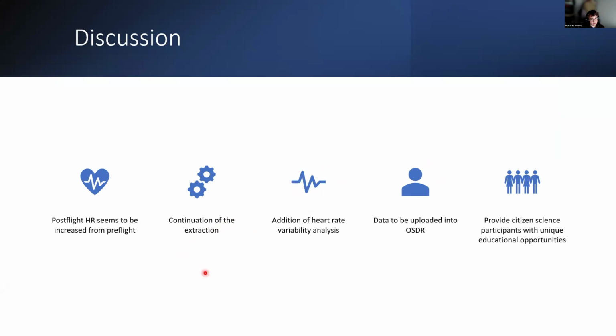So after seeing these results, you might be asking what the next steps are. Well, first is to continue this extraction and complete the rest of the data, obviously. But we also want to add in the heart rate variability analysis, which I'll talk a little bit more about on the next slide. At the end of all this, we do plan on uploading our data and curating it into OSDR so that it can be reused and accessed by others.